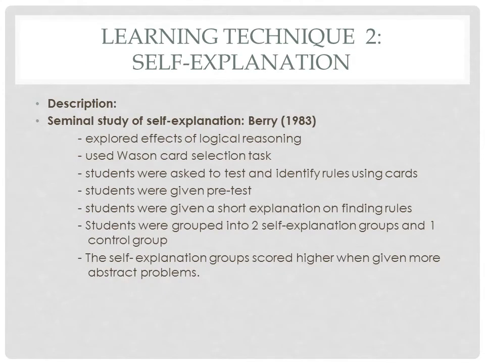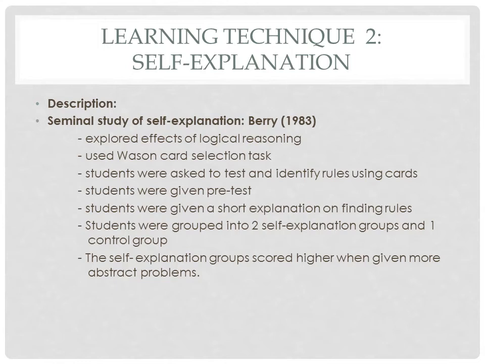In Berry's seminal research of self-explanation, the effects of logical reasoning were studied with students using the Wason selection card task. In this task, students were given a set of cards and asked to test a rule. At first, the students were given a concrete example to test the rule, which most students completed with a score of 0. After brief instruction, the students were grouped, with the first group being asked to explain while solving the problem and give reasons why they chose certain cards and not others.